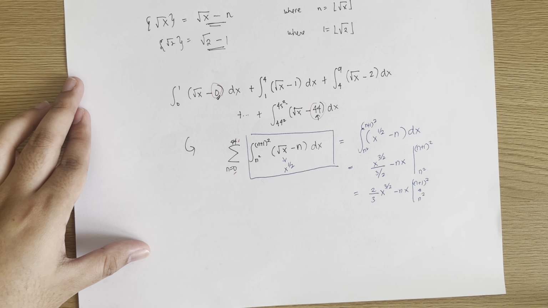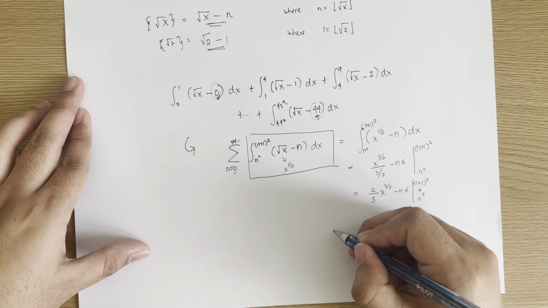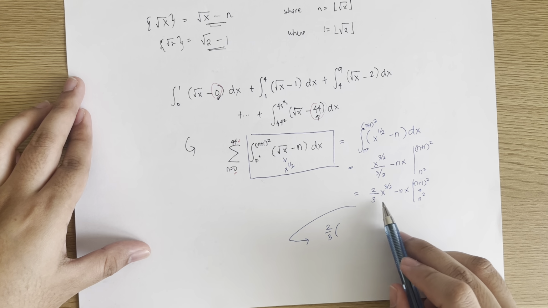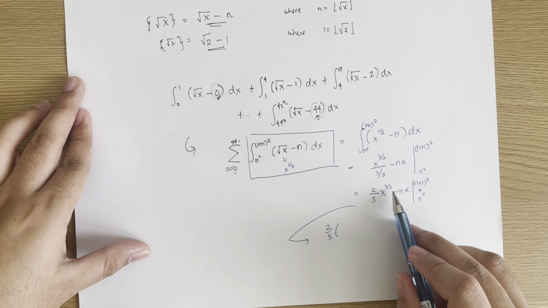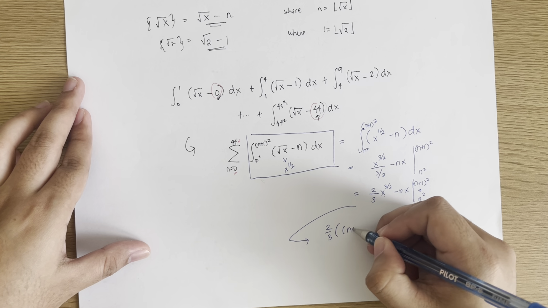It's a matter now of evaluating these bounds. So I'll just evaluate them here. So 2/3 x at n plus 1 squared. So n plus 1 squared to the 3/2, that will be n plus 1 cubed.